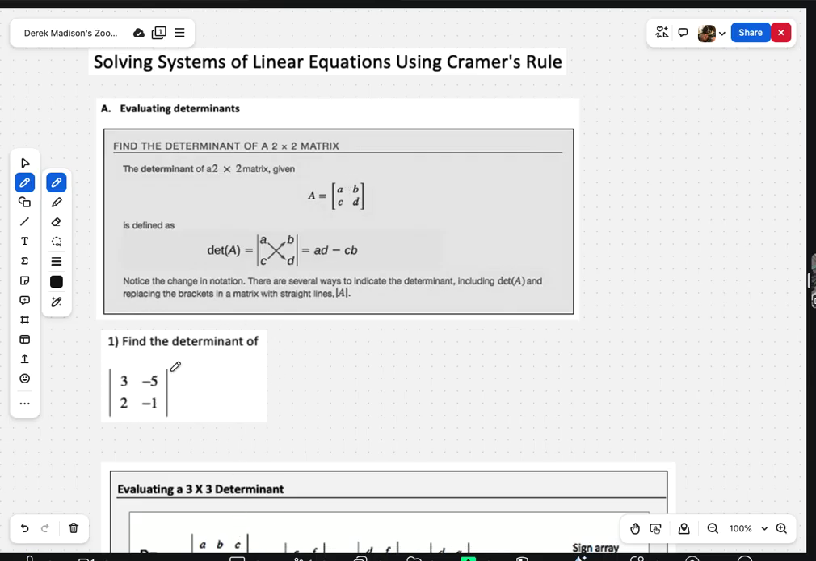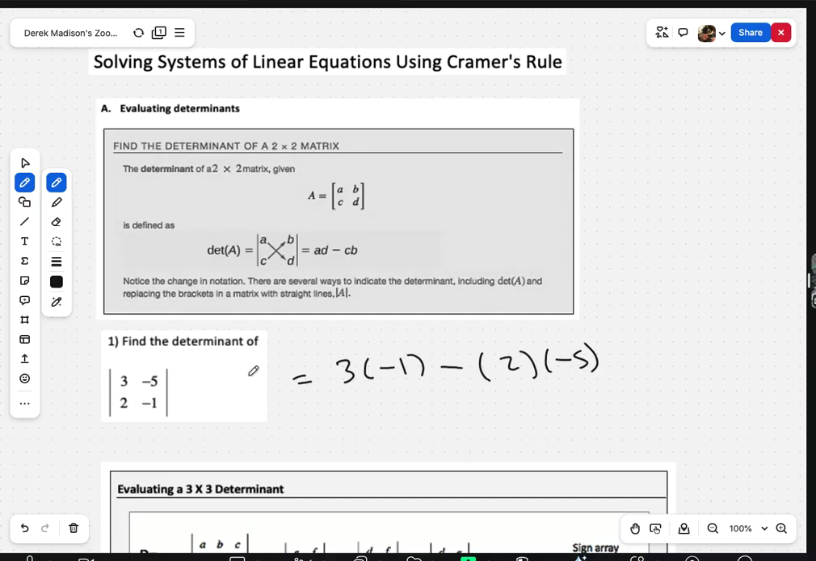For right now, it'll just be this array of numbers. And to find what's called the determinant, we go A times D, and then we subtract C times B. And that's finding the determinant. So for this one, I just think of it as I start in the upper left corner and then I go corner minus the corners. So 3 times negative 1, and then it's always subtraction even if there's a negative number coming up. And this would be 2 times negative 5.